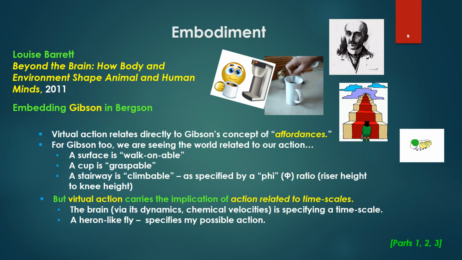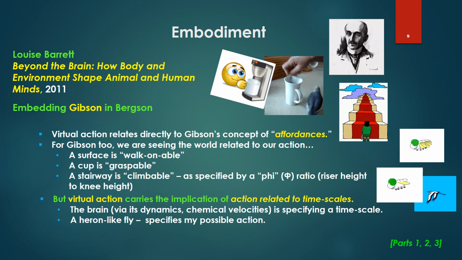The buzzing fly is a buzzing fly only at normal scale. The brain, via its dynamics, its underlying chemical velocities, is specifying a scale of time upon the world, a buzzing fly. I could just as well have a heron-like fly, flapping its wings very slowly. A slow enough heron, a virtual immobile heron, would specify a possibility of action, namely reaching out in that time scale and taking the fly out of the air by the wingtip.